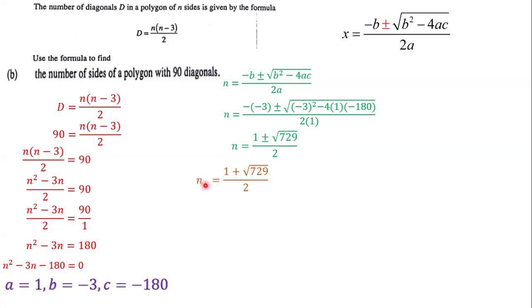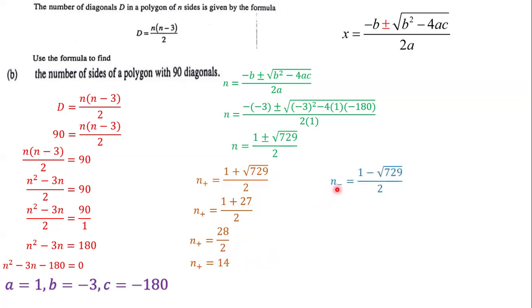So n positive is equal to 1 plus the square root of 729, all divided by 2. The square root of 729 is 27, and 1 plus 27 is 28. So we have 28 divided by 2, which is definitely 14. So n positive is equal to 14.